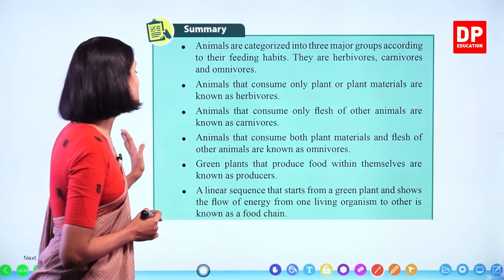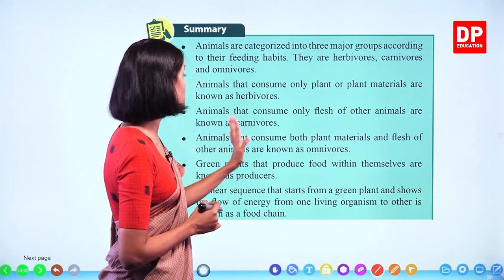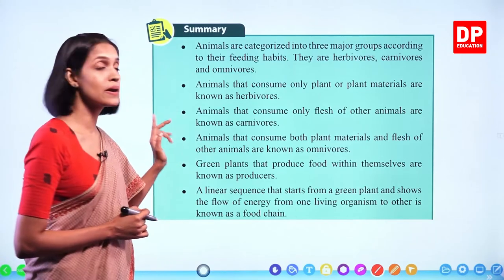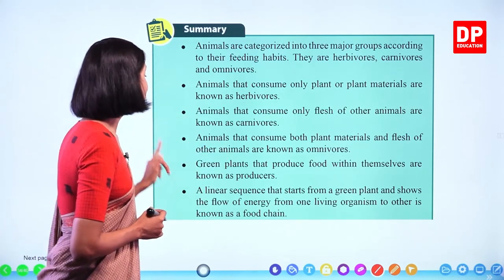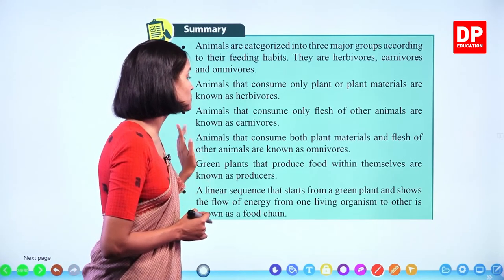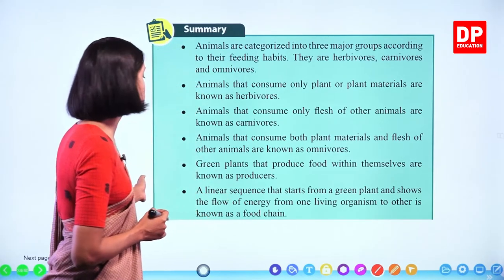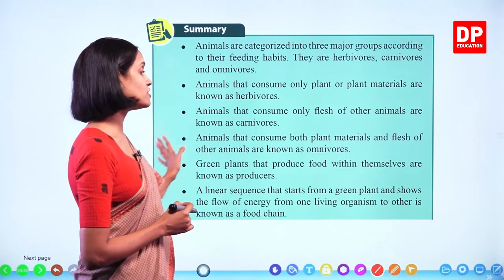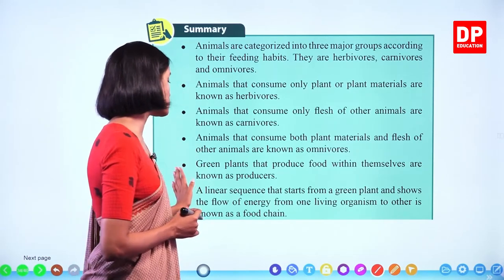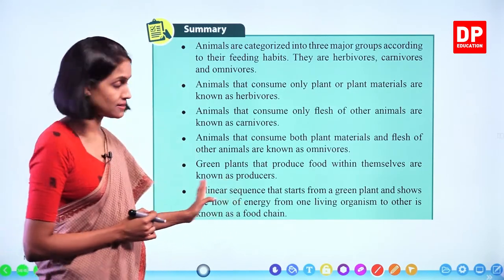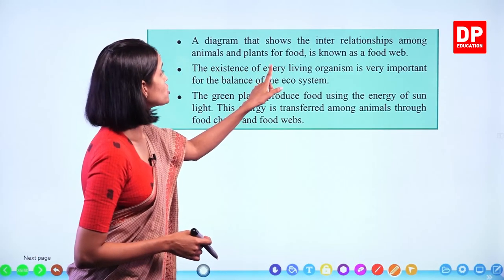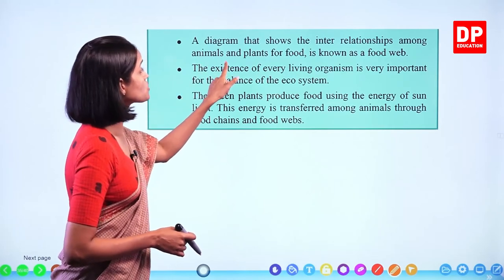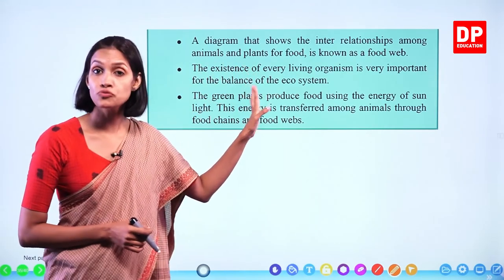Right? Green plants that produce food within themselves are known as producers. We learn this in the food chain. A linear sequence that starts from a green plant and shows the flow of energy from one living organism to another is known as a food chain. A diagram that shows the interrelationships among animals and plants for food is known as a food web.